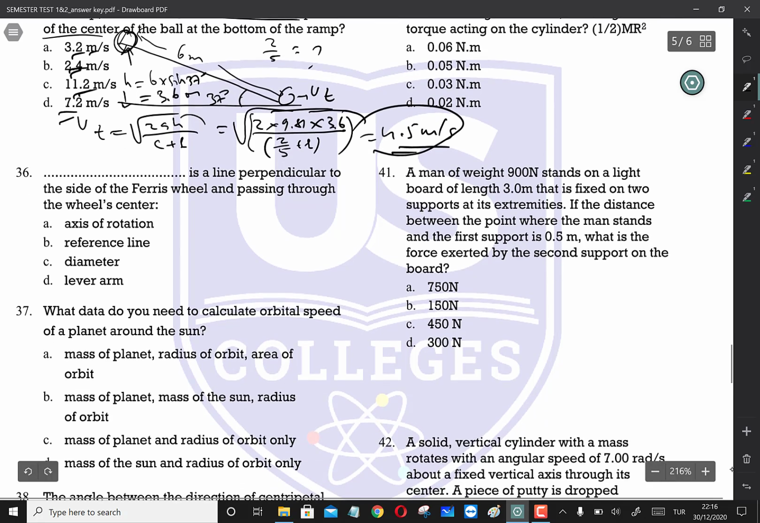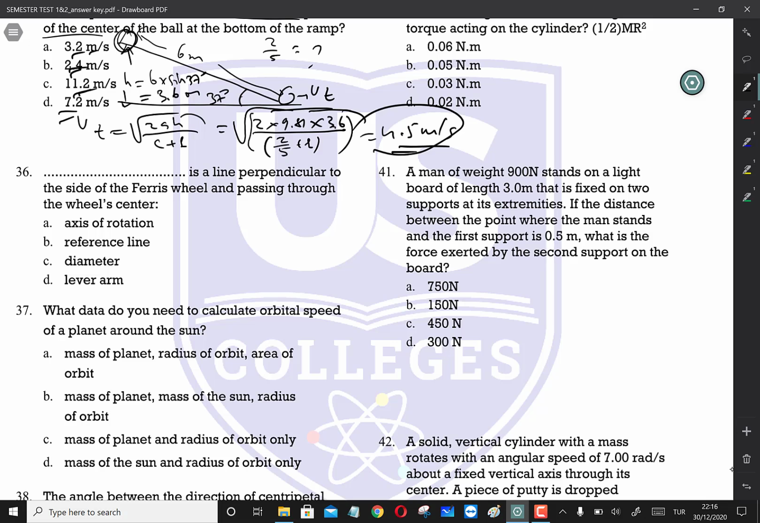The line perpendicular to the side of the Ferris wheel and passing through the Ferris wheel's center is the axis of rotation of the Ferris wheel.